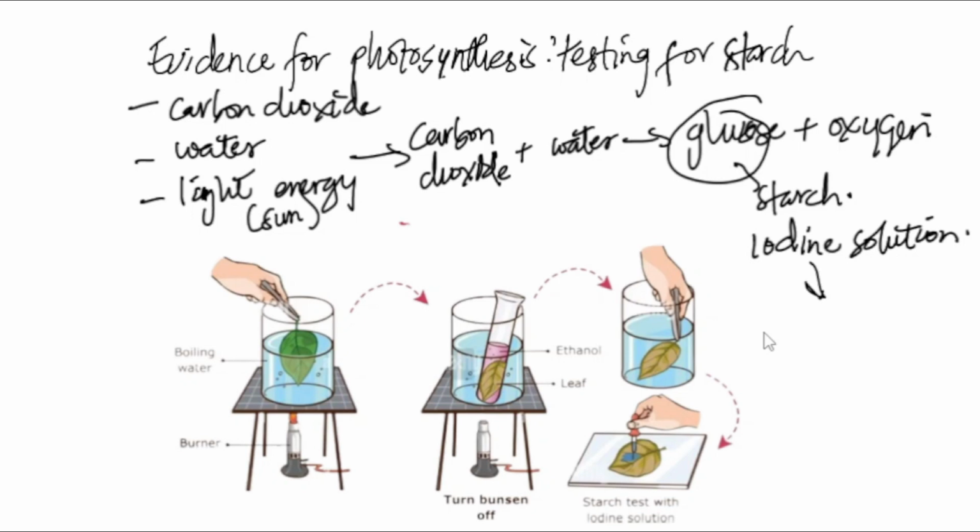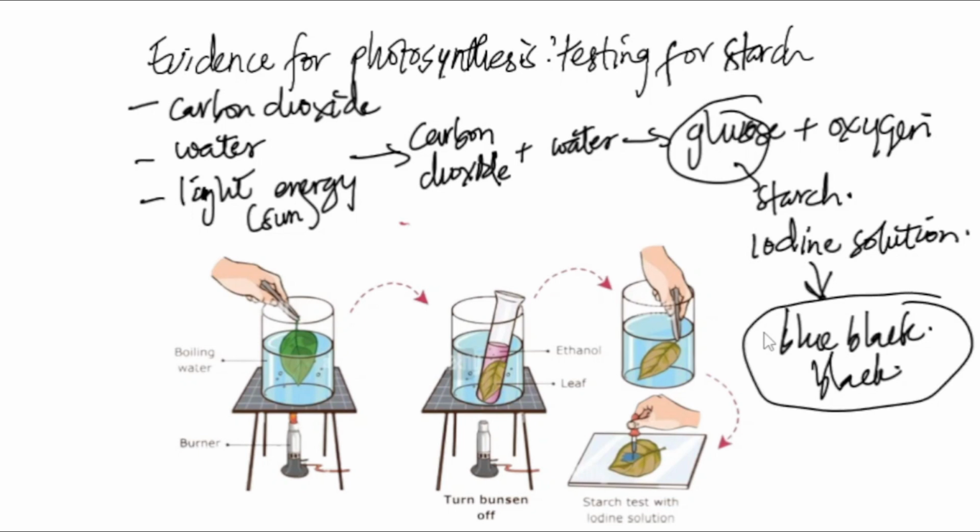The color change that you are going to see is blue-black. Or in some books, normally they write black. So this is the color change that you are going to see, and if you see this, it means that that particular leaf has undergone photosynthesis. Now, the most important step for testing for starch is the color change, or the observation that you are going to make. The observation that you are going to make is basically the color change. So that is the most important step.